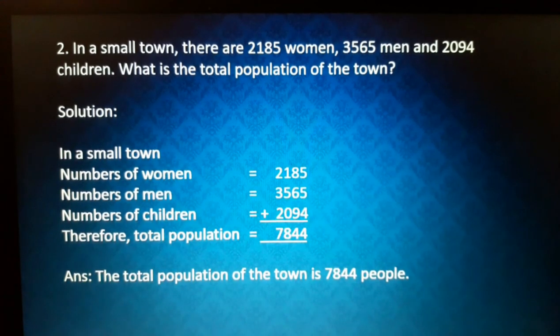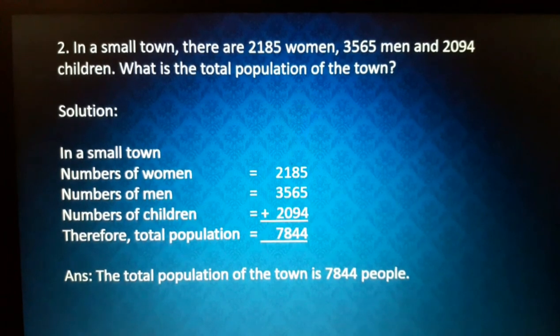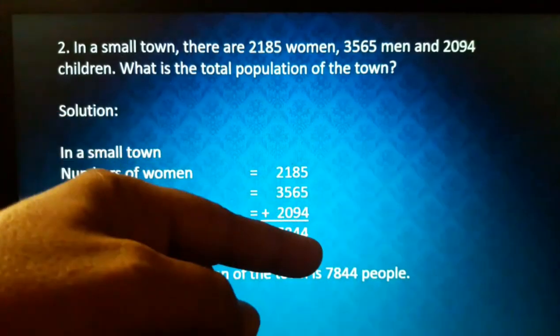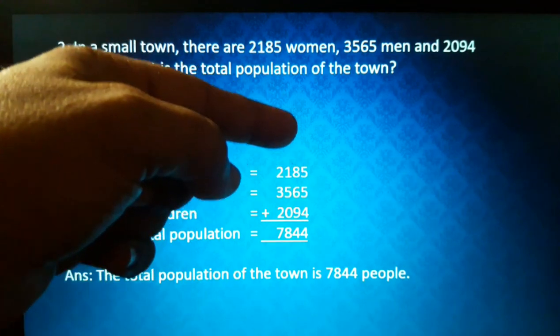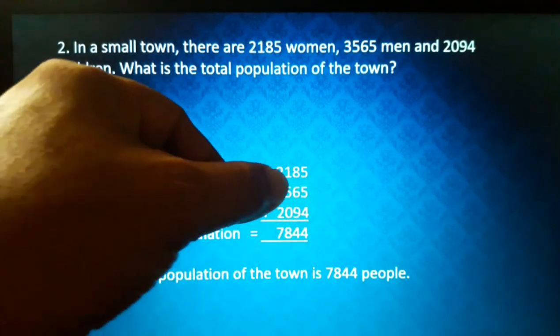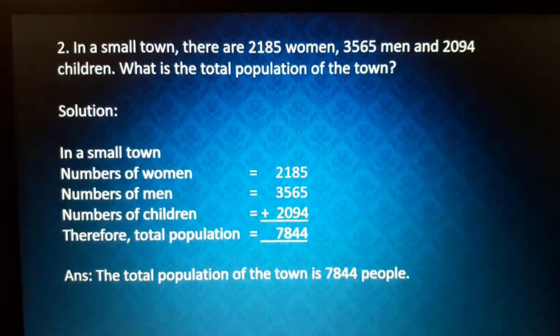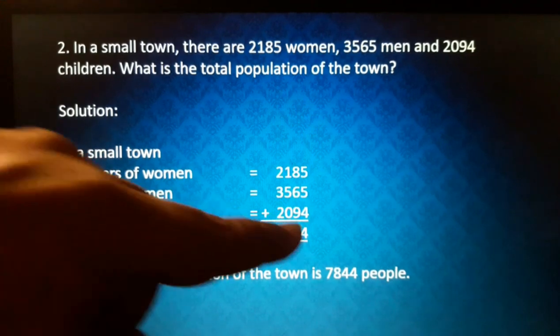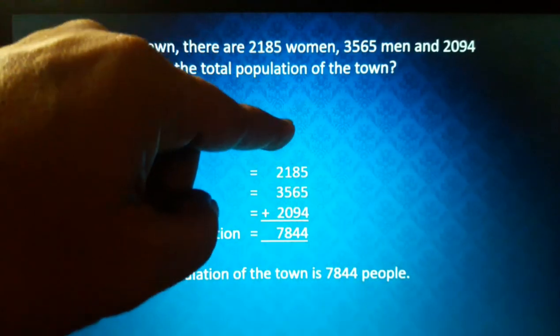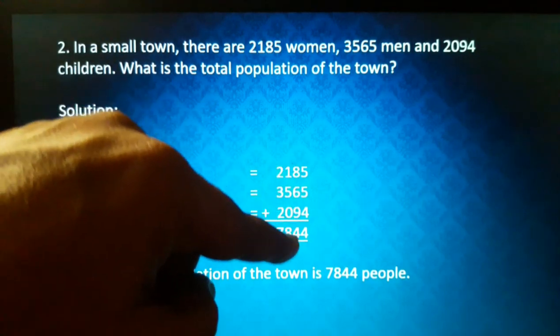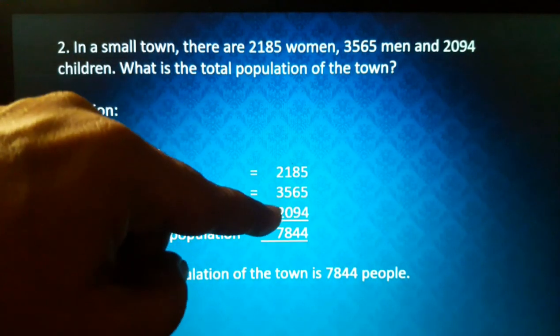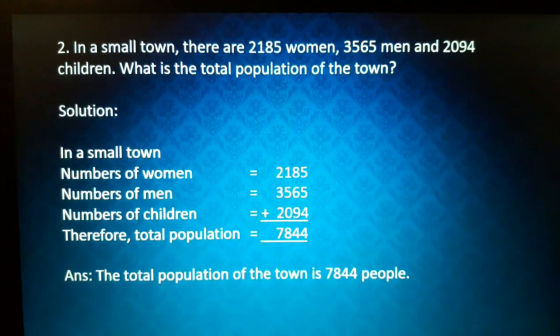So it's given: number of women 2185, number of men 3565, number of children 2094. So if I add up, how much am I getting? 5 plus 5 is 10, 10 plus 4 is 14, 4 carry 1, 8 plus 1 is 9, 9 plus 6 is 15, 15 plus 9 you are getting 24. So 4 over here, 2 carried, 2 plus 1 is 3, 3 plus 5 is 8, so 8 coming down over here. So 2 plus 2 is 4, 4 plus 3 is 7, 7844.